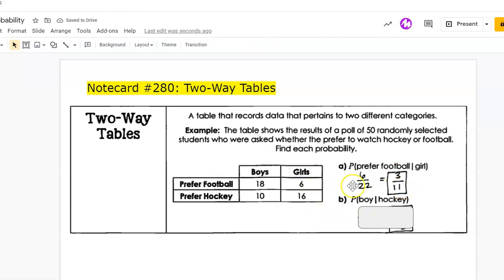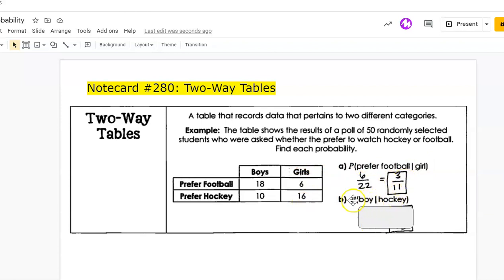Let me talk about that again because you're probably not paying a whole lot of attention. You're just doing your note cards, doing your thing. Make sure you follow me there. This would be the probability that it's both of these. So that'd be 6 girls that prefer football divided by, using the formula, the probability that they're a girl. Well, there's only 22 girls if you add these up. So 6 out of 22.